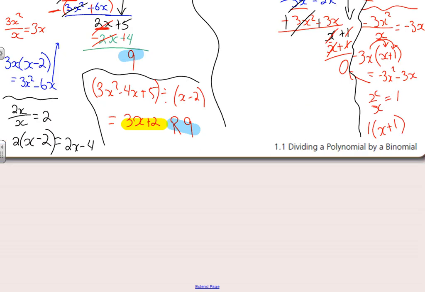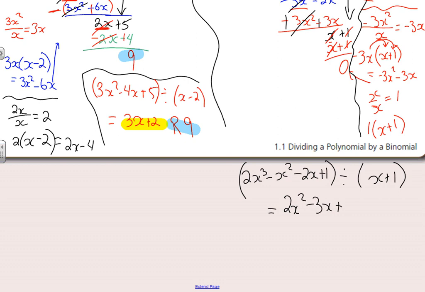We're saying in this case that 2x cubed minus x squared minus 2x plus 1, when we divide that by x plus 1, our answer is 2x squared minus 3x plus 1. No remainder. It divided evenly. Also known as a factor. Keep that in mind.